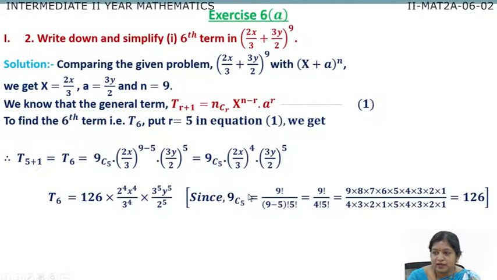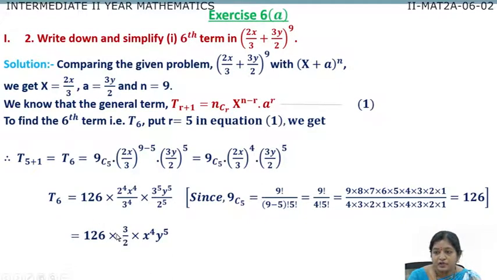So 9C5 can be found by using the nCr formula, n factorial by (n-r) factorial into r factorial. Writing all the terms and simplifying, you will get the value of 9C5 as 126. So substituting the 9C5 value as 126 and writing the powers separately to each individual term: this power 4 applies to all three terms inside, so writing separately, we get 126 into 2 to the power 4 into x to the power 4 by 3 to the power 4, into, similarly, this power 5 applies to all three terms in this bracket, so writing separately, 3 to the power 5 into y to the power 5 by 2 to the power 5.